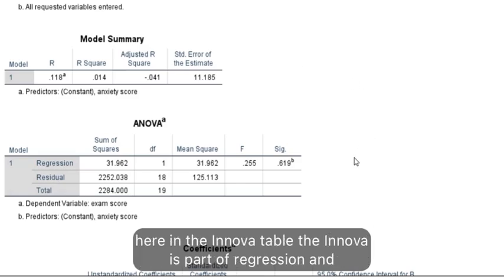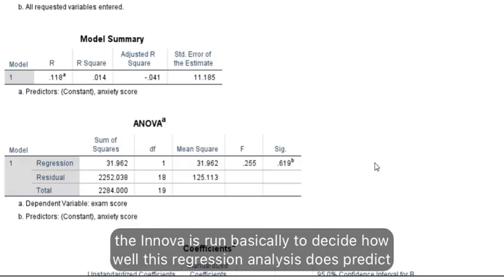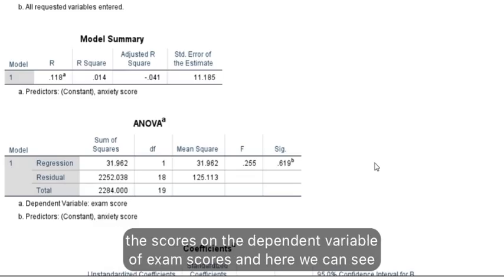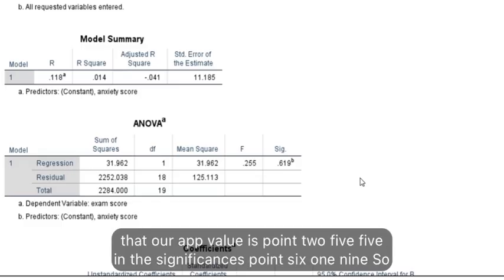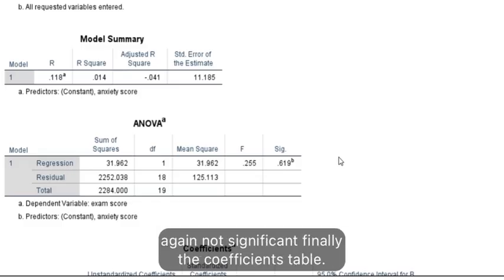Here in the ANOVA table, the ANOVA is part of regression. The ANOVA is run basically to decide how well this regression analysis does predict the scores on the dependent variable of exam scores. And here we can see that our F value is 0.255 and the significance is 0.619. So again, not significant.